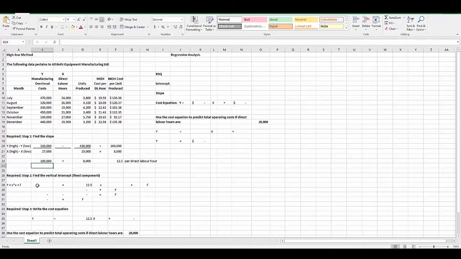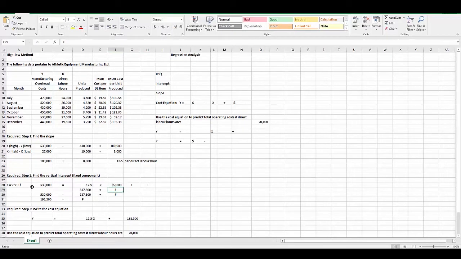Now that you have that information, the next step is to create your cost formula, your cost equation. You take your $530,000, which is our total cost, so that's your Y. That's equal to V, your variable cost, times X. We don't know what X is; that's what we're looking for. In terms of our number of labor hours here, we don't know what the fixed is, but we know the hours are 27,000.